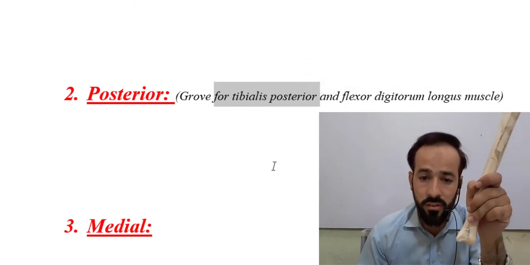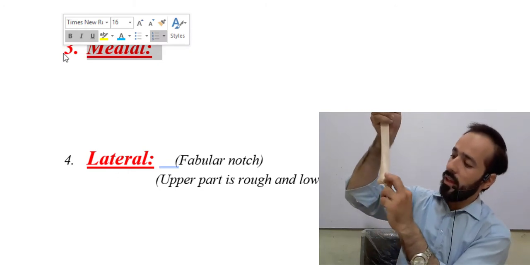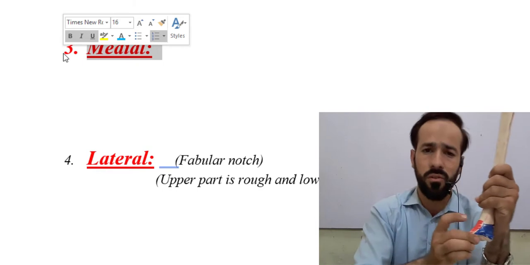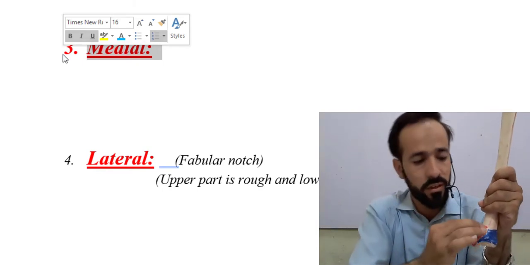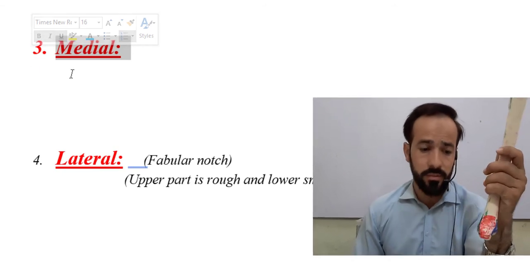Then, my dear friends, there is the medial surface. Look carefully here. This is the medial surface, and this medial surface is a little bit smooth in nature, so there are not many important features in it. So this is the medial surface, right? Then we go towards the lateral surface.